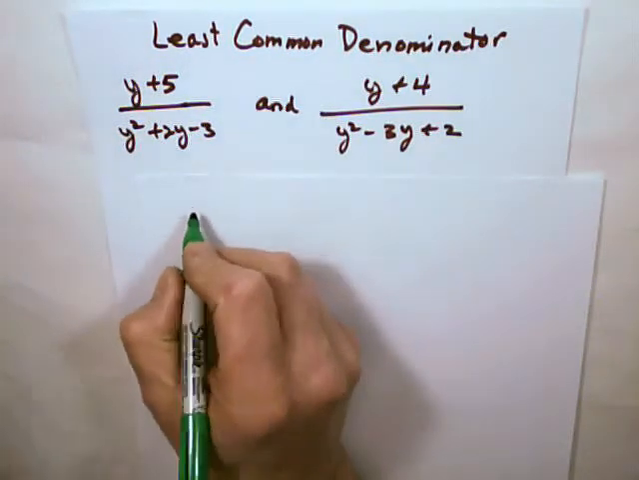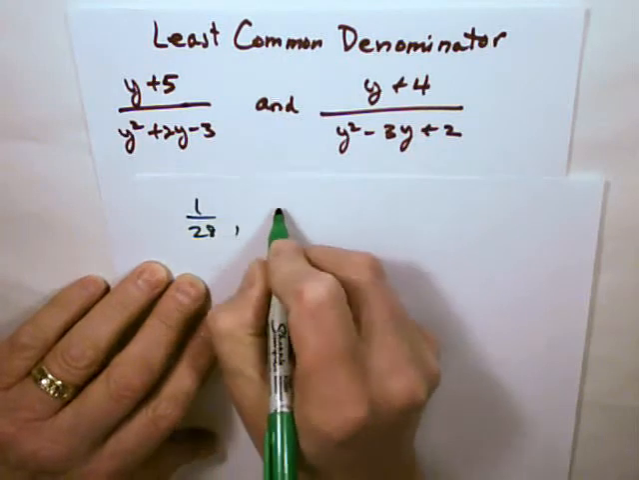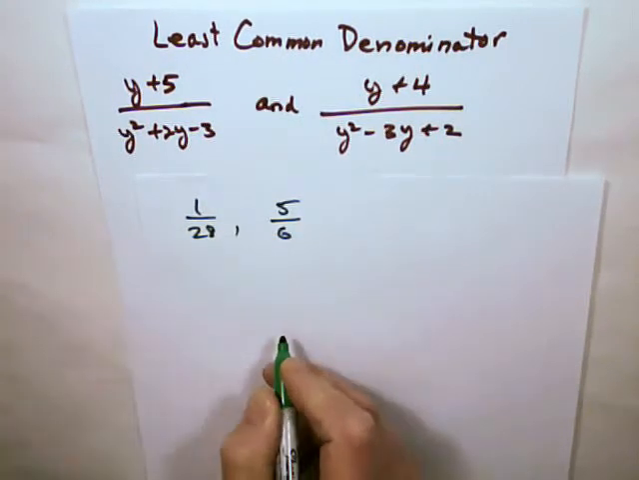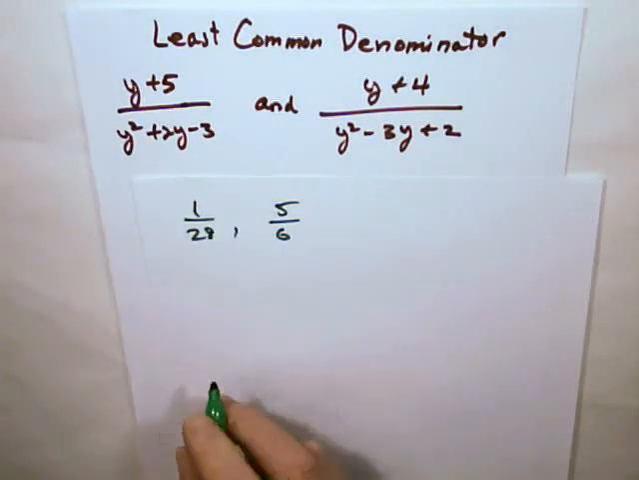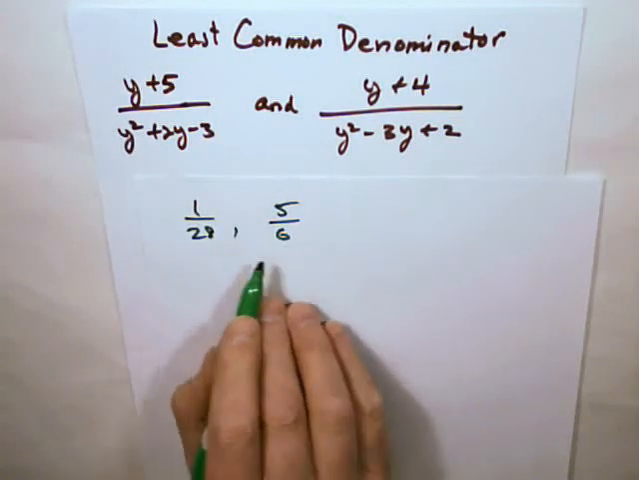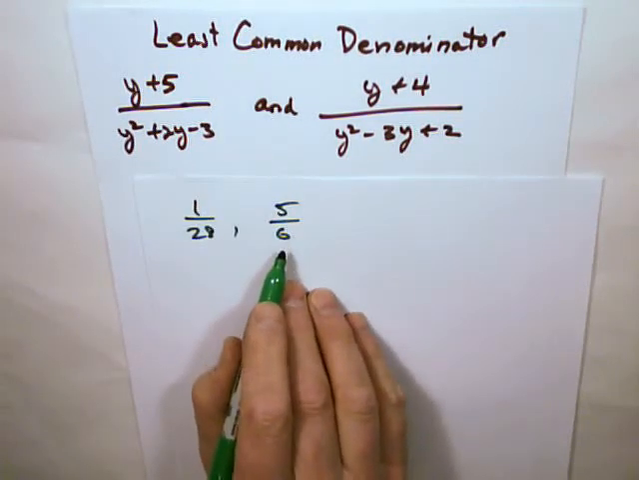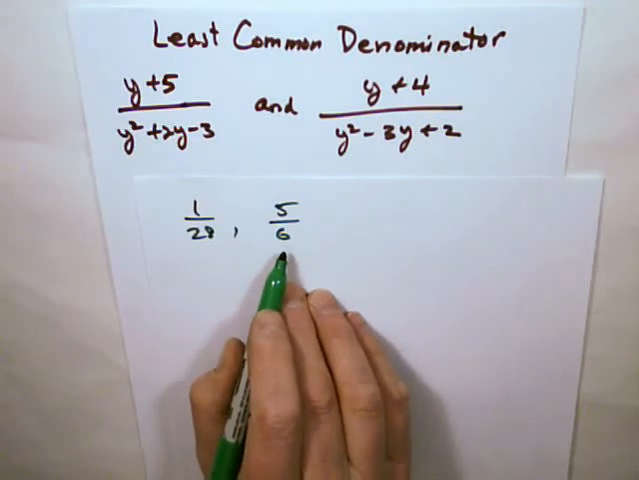Remember in fractions, for instance, if we had 1/28 and 5/6 that you wanted to combine, either add or subtract, doesn't really matter. The way we did that is we have to figure out what is the least common denominator between 28 and 6. Now before I jump into this, why do I say the least common denominator? Wouldn't any common denominator work?